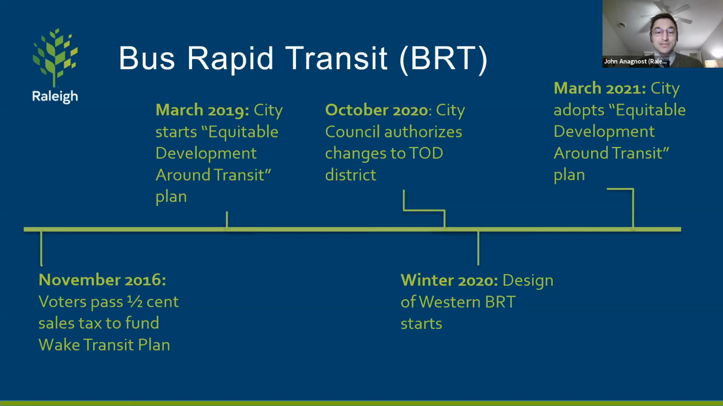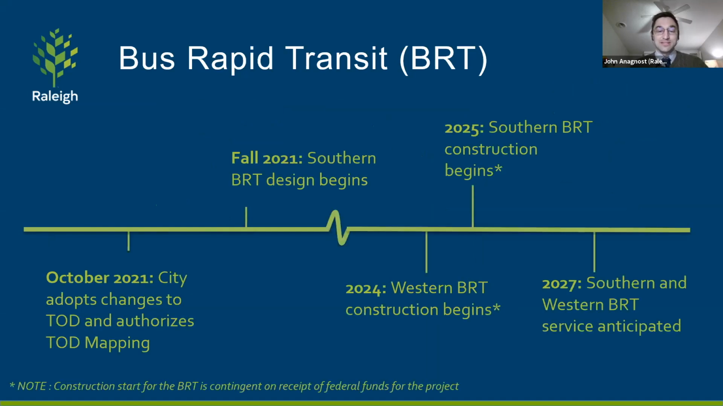So this timeline shows you some of those different aspects of planning, mostly led by the city, but with coordination with Go Triangle, the county transit agency, to develop these planning goals. And so you can see here, the city council authorized this transit overlay district modification that we'll talk about. And then while that's going on, we have the design processes for New Bern Avenue BRT, Western BRT, and then Southern BRT. Next slide, please.